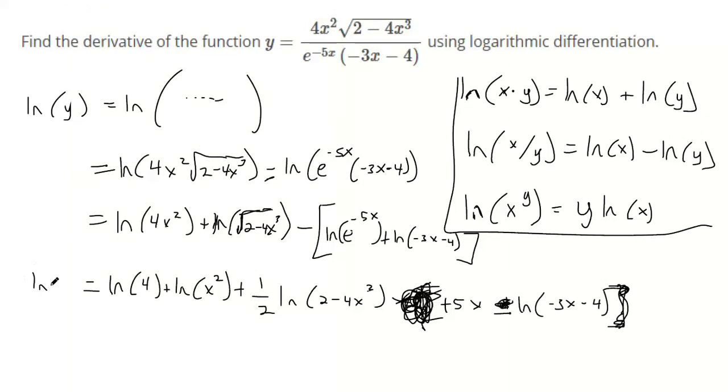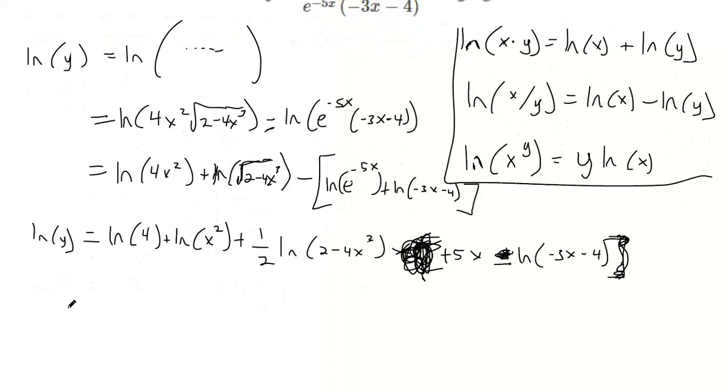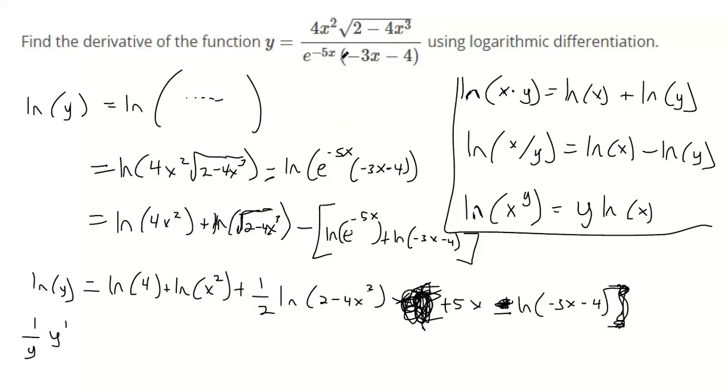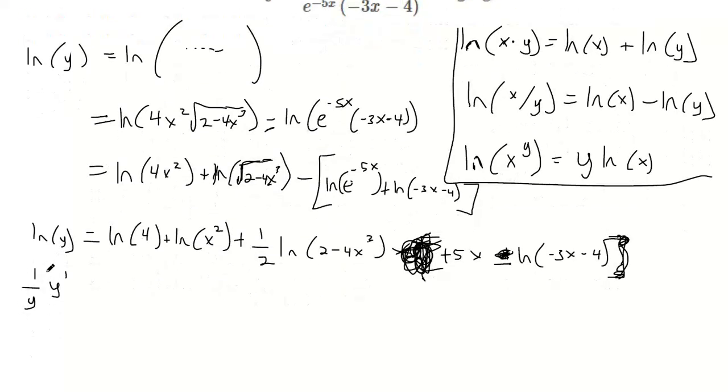Remember, this is all equal to natural log of y. So if I take a derivative of both sides with respect to x, the derivative of natural log of y is 1 over y, but we need to multiply that by y prime because of implicit differentiation. When we take a derivative with respect to x, we don't know what the derivative of y is with respect to x unless we were to directly calculate it. So I'm putting in y prime here. Okay.